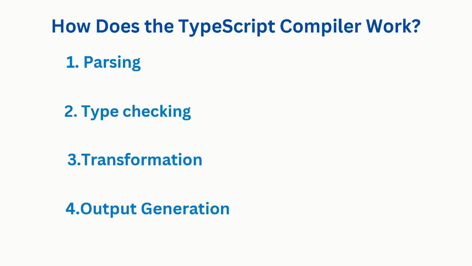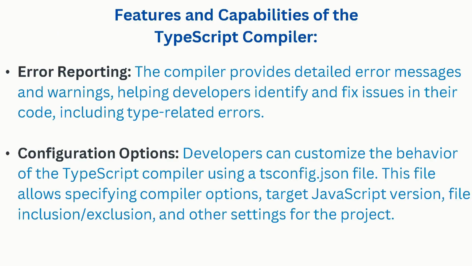Then there are certain features and capabilities of the TypeScript compiler. So what are the various features? The first feature is error reporting. The compiler provides detailed error messages and warnings, helping developers identify and fix issues in their code, including type-related errors.